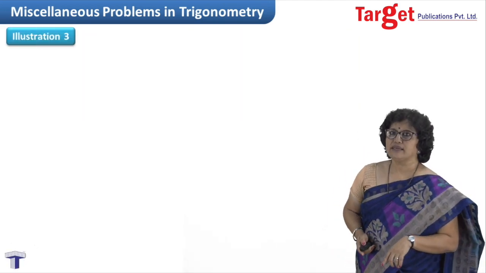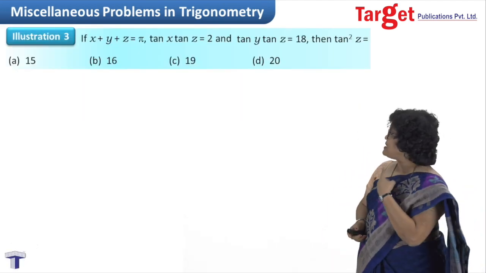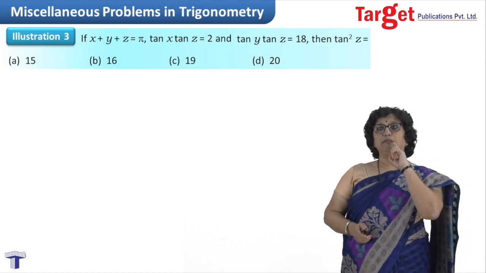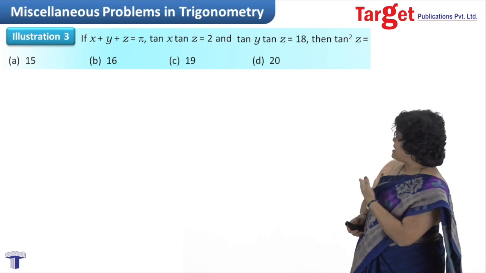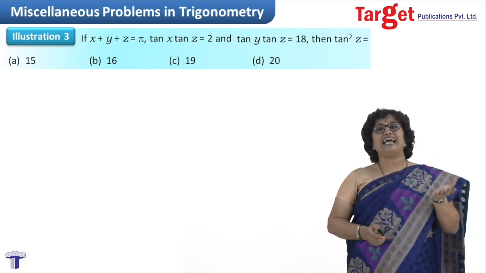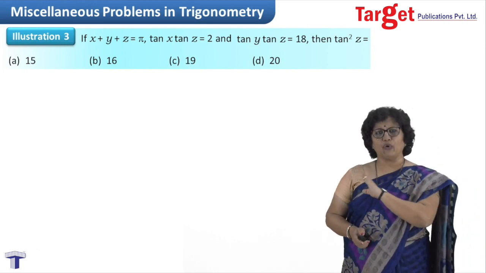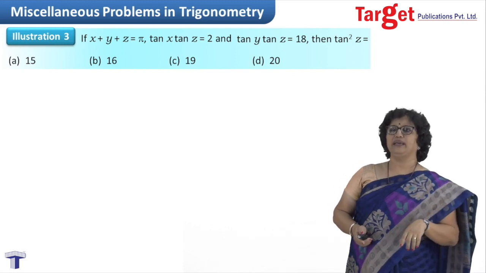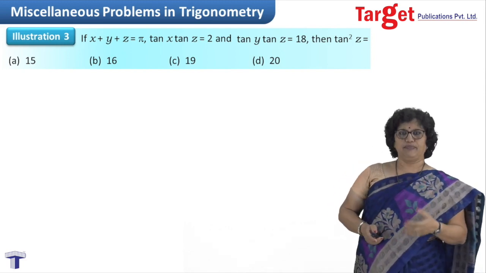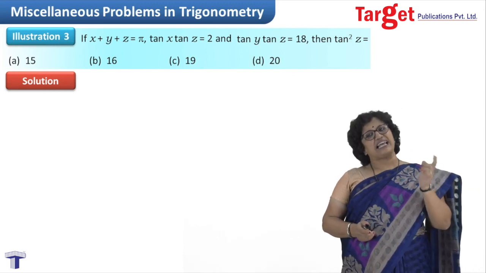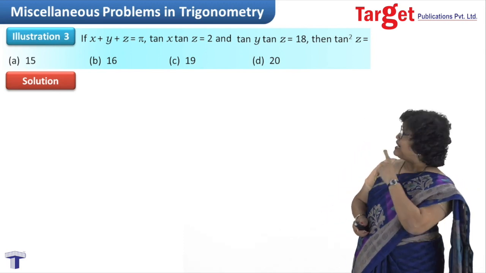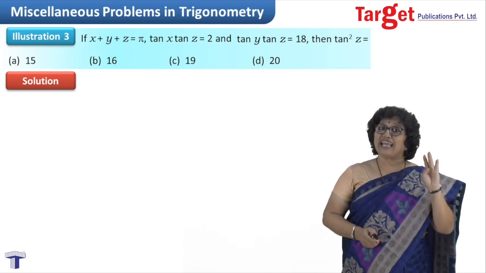And the next one is: if x plus y plus z equal to pi, and tan x tan z equal to 2 and tan y tan z equal to 18, then tan square z equals to what, and we have been given 4 options and we have to pick up the correct one. When you look at the question, x plus y plus z equal to pi is given, tan x tan z equal to 2 is given, tan y tan z equal to 18 is given, which means tan x, tan y, tan z are involved.